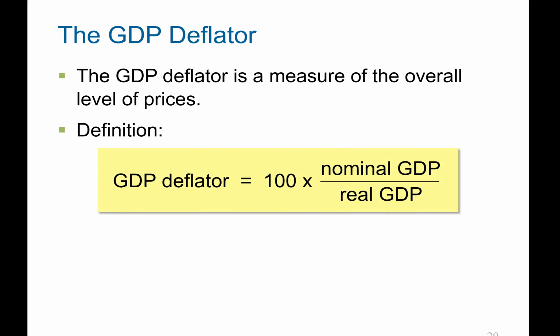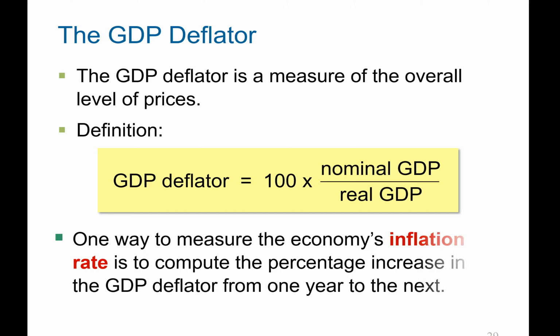So our definition then is the GDP deflator is equal to 100 times the nominal GDP over real GDP. For those of you that are preparing note cards for exams, I would definitely have this information on a note card, because rather than trying to memorize a formula like this, I think it's helpful to have that in front of you so you can focus on understanding how we apply it, not what it is.